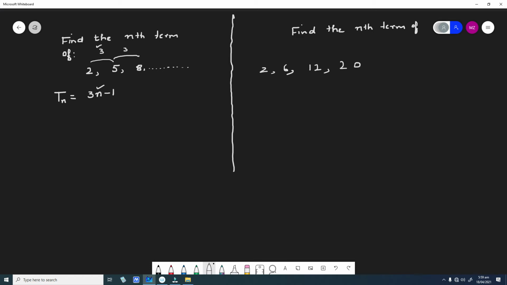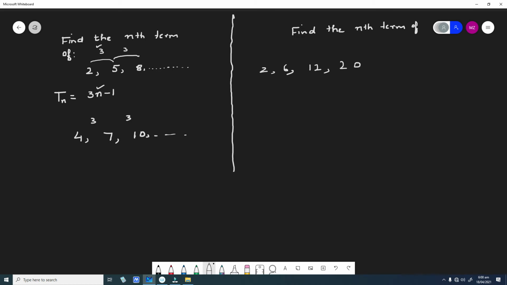So let's take another example. Suppose you are given a sequence like 4, and let's say 7 and 10 and so on. Now here again, in this sequence the common difference is the same. 4 and 7, the common difference is 3. And again the difference between 7 and 10 is 3.